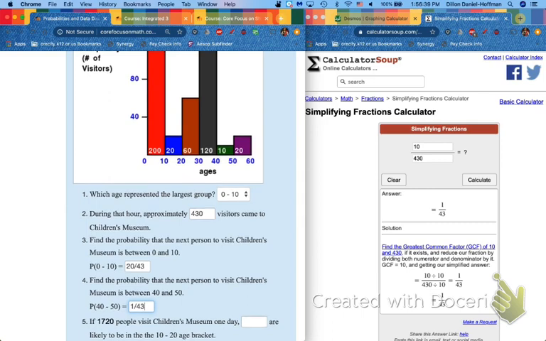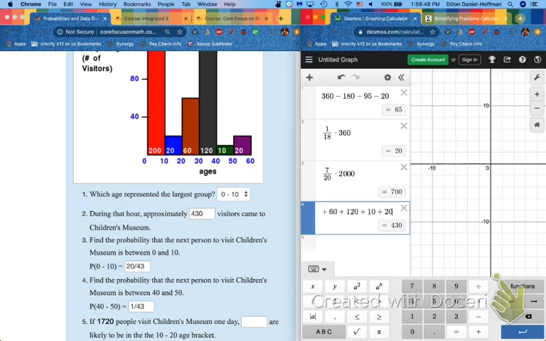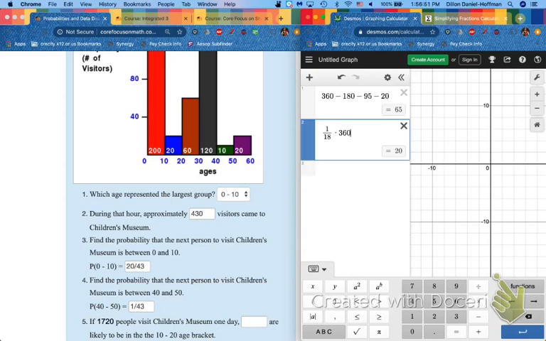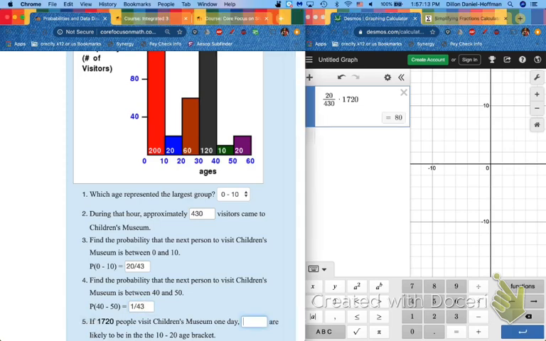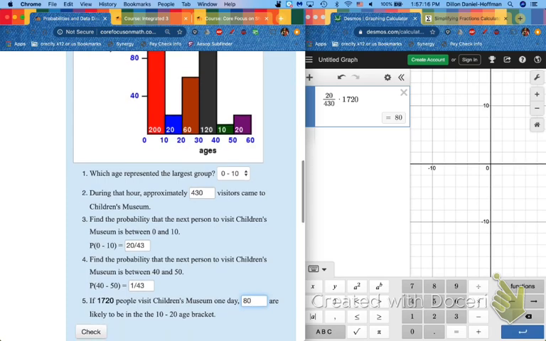And then finally, if 1,720 people visit the Children's Museum one day, blank are likely to be in the 10 to 20 age bracket. So here's what we do. Let's do what we did before, which is figure out our 10 to 20 fraction. Well, in 10 to 20, there are 20. So 20 out of 430. I don't even have to reduce this since I'm going to multiply it. Times how many total people? 1,720. So 1,720 that day. And 80 of them on average, according to this, will be from that age range. And you'll know that you've done it right because you will get a whole number.